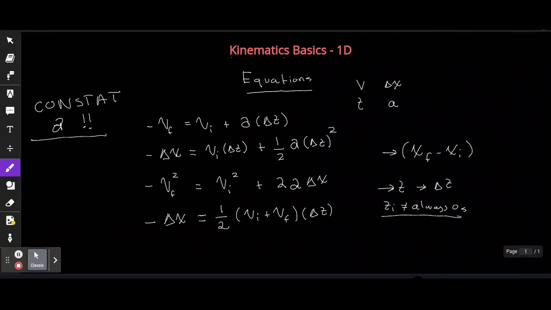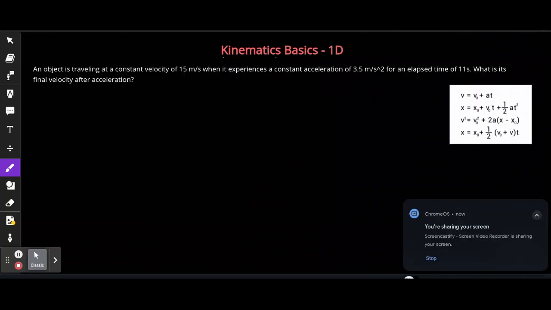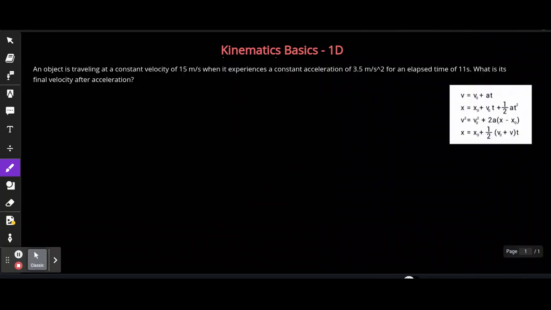And if you want to stick around, you may, or if you have your own practice, you may also do that as well. So now we're going to go over a simple first problem using our kinematic equations. An object is traveling at a constant velocity of 15 meters per second when it experiences a constant acceleration of 3.5 meters per second squared for an elapsed time of 11 seconds. What is its final velocity after acceleration?